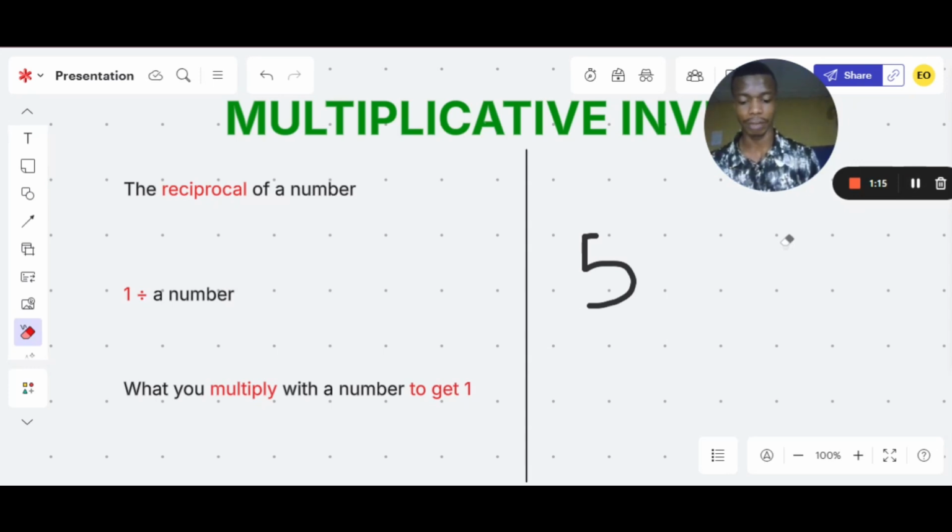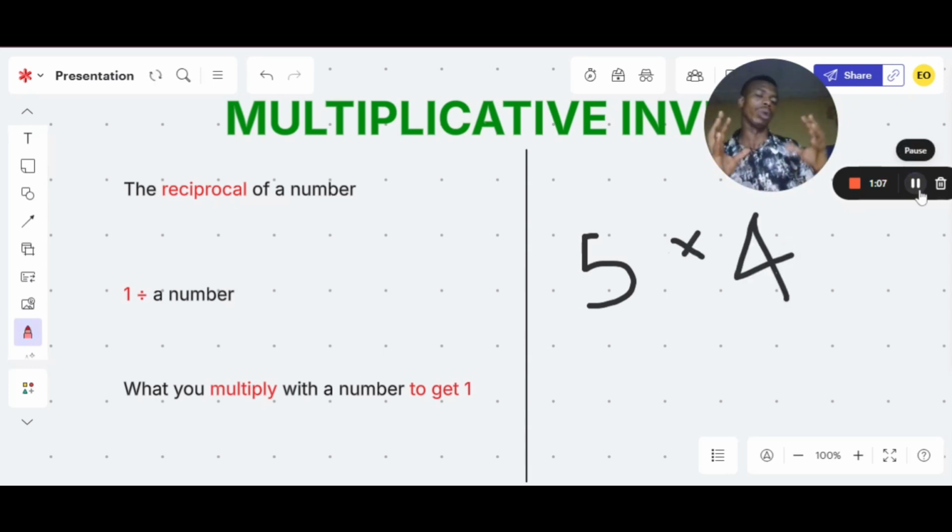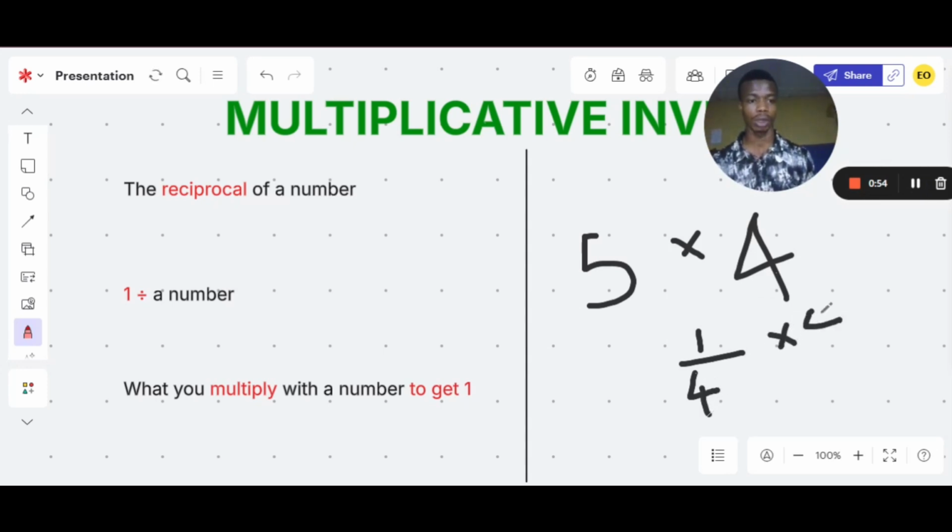So let's say 5 times 4 equals 20. What will you multiply by 20 to get you back to 5? You're going to multiply 20 with 1 over 4 to get you back to 5. And if you see, when you multiply 1 over 4 with 4, you're going to get 1, right? When you multiply 7 over 4 by 4 over 7, you're going to get 1, because these are multiplicative inverses of one another.